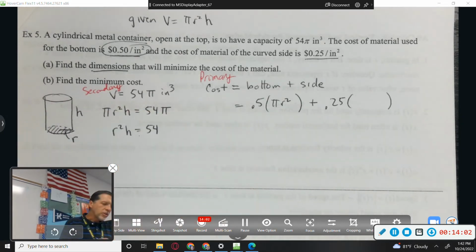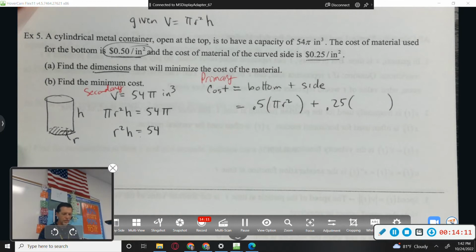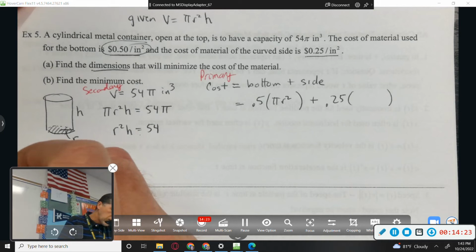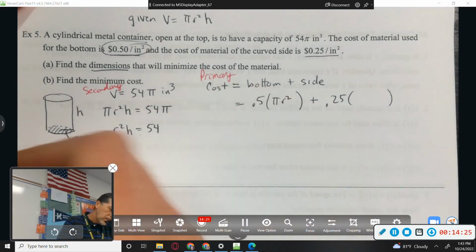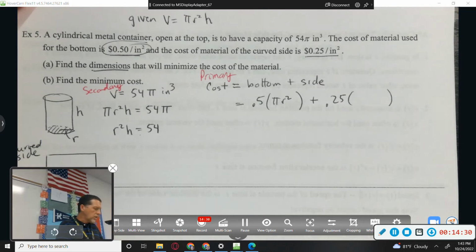Do you know what the shape of that lateral surface area is, if I took apart this cylinder? Yeah, it's a rectangle. So here's my cylinder, but if I unwind it, I get a rectangle. So there's my curved side. I guess it's not curved if I unwind it. That's h, the height.